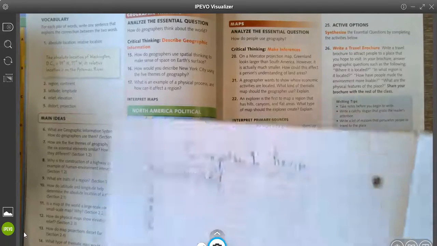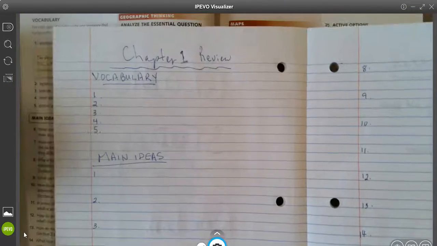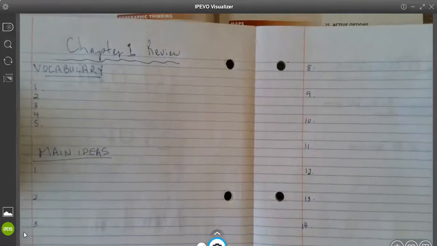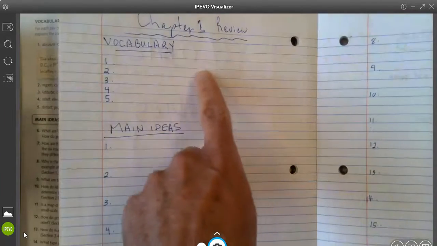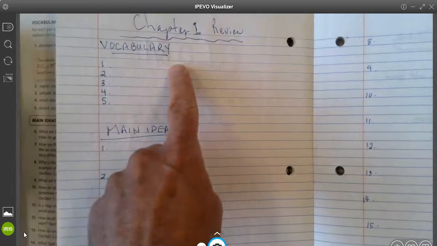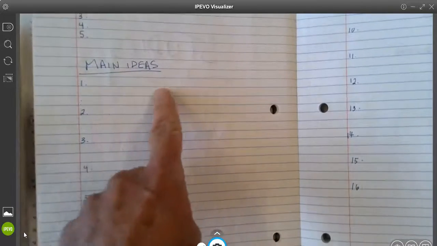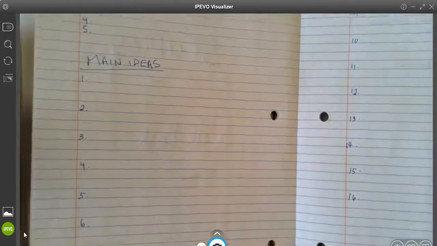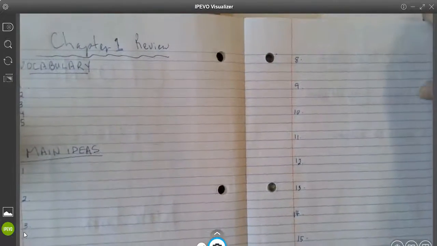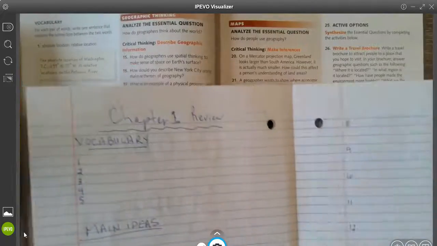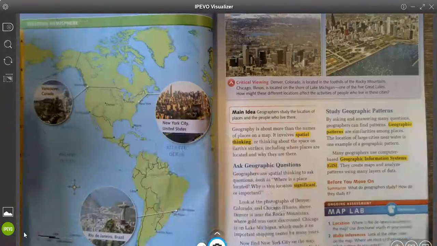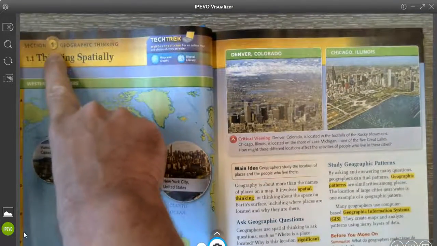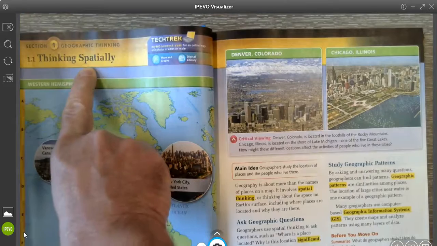Now, I set up my chapter review pages in my notebook just the same. So I gave myself some space to write sentences, write vocabulary terms, and also to answer any of those main idea questions. So make sure that you give yourself plenty of space on your note pages. Let's go back then to that very first lesson. And this is Chapter 1, Section 1, Lesson 1.1, Thinking Spatially.